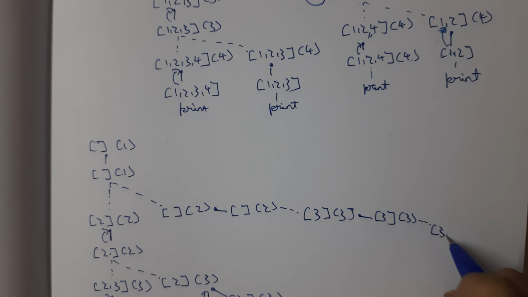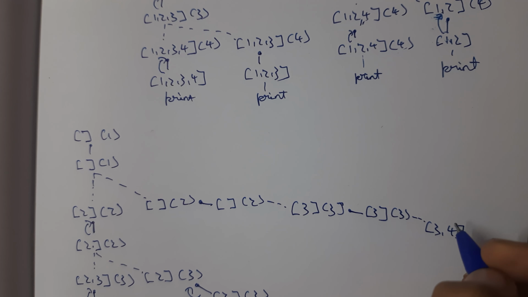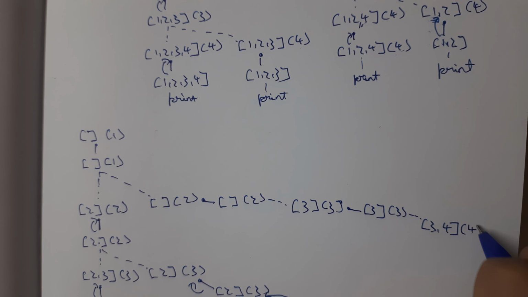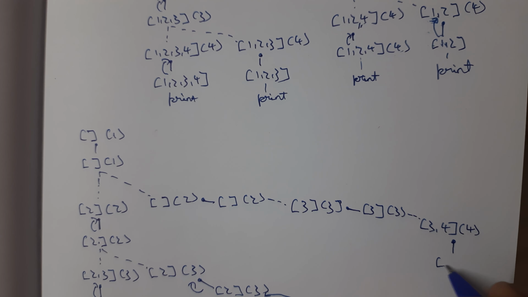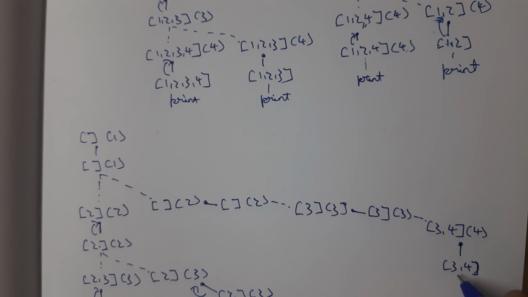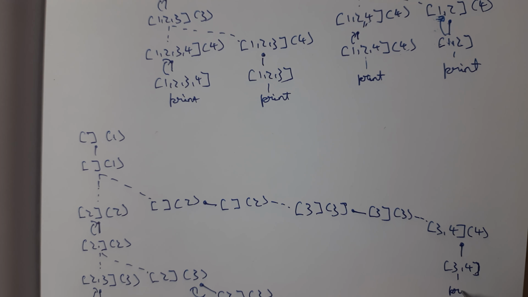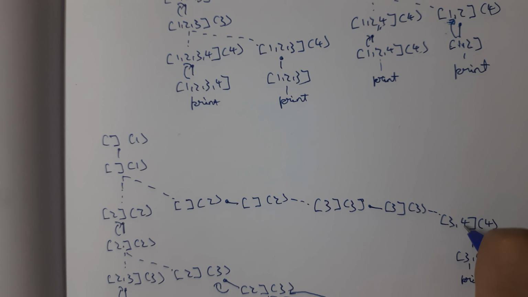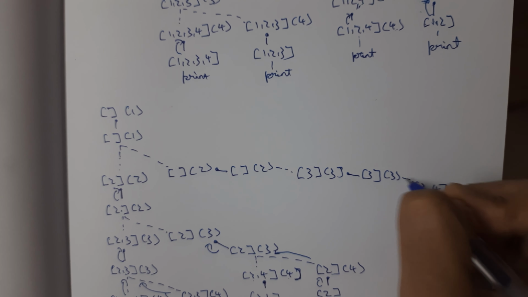Now we have 3, 4. Now 3, 4 followed by 4 is going to be printed. 3, 4 followed by 4 means the input parameter is 4 and 3, 4 is the final output. So we are going to print this value. And now when we revert back, we are at this point, that is 4. This 4 will be removed.